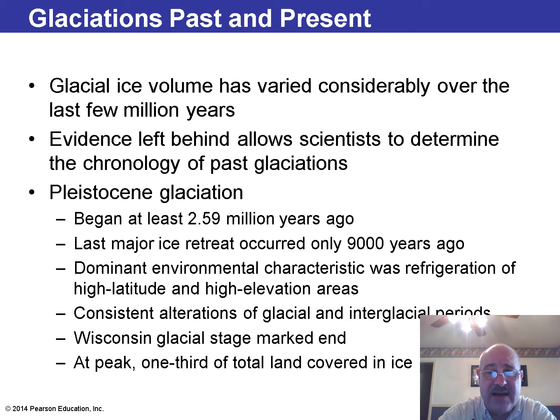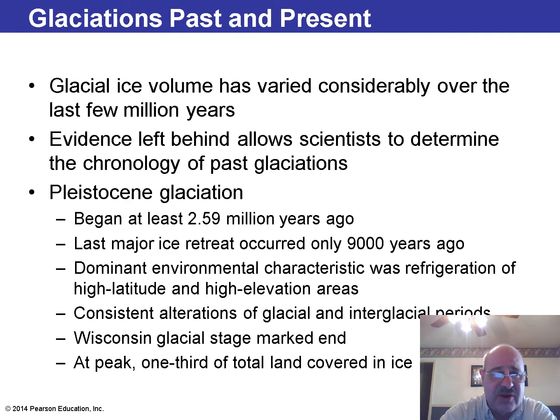The evidence left behind allows scientists to determine the chronology of past glaciations. We're going to get into that. That's debatable, right? We do get some information, but we can't get all the information. And I'll explain that when we get to moraines and terminal moraines, because glaciers actually destroy evidence of their past, okay? They leave some of it behind, but a vast amount of evidence gets destroyed by the glacier itself. So we're going to get into that later.